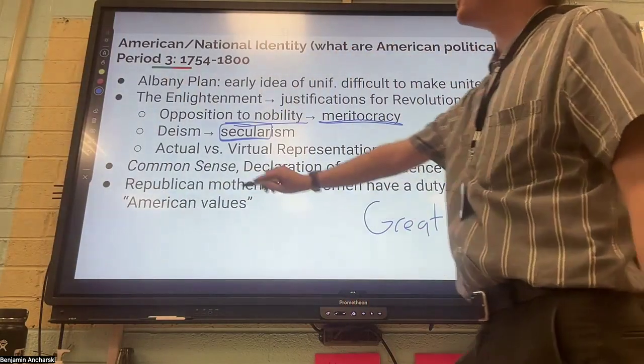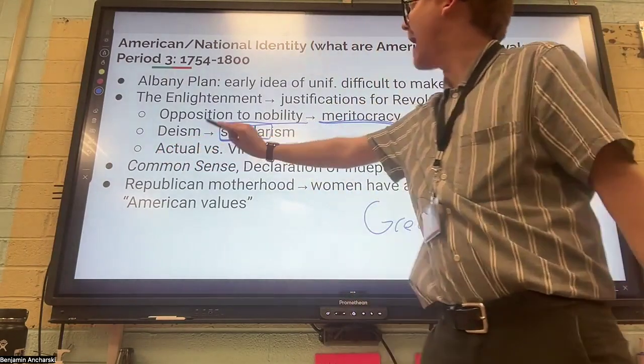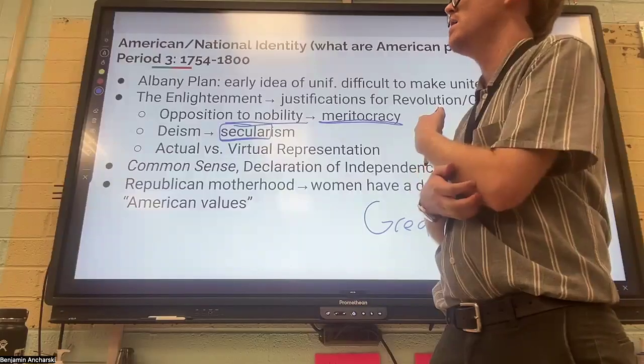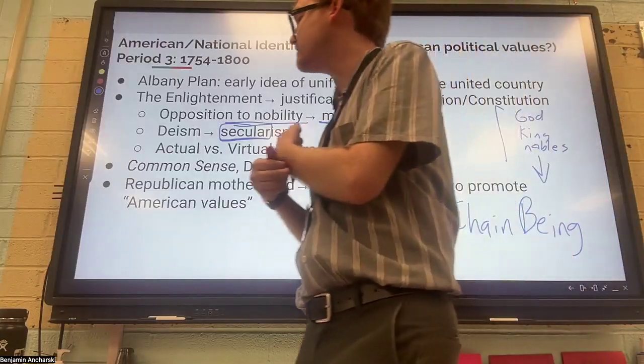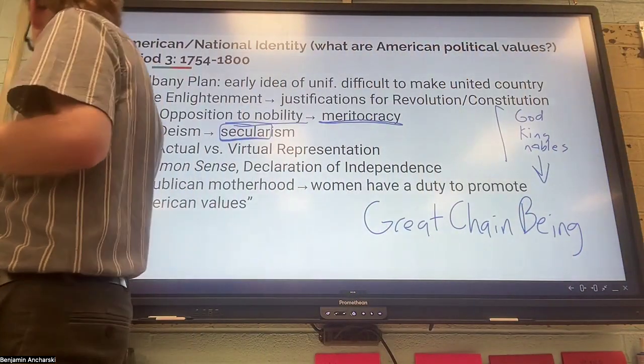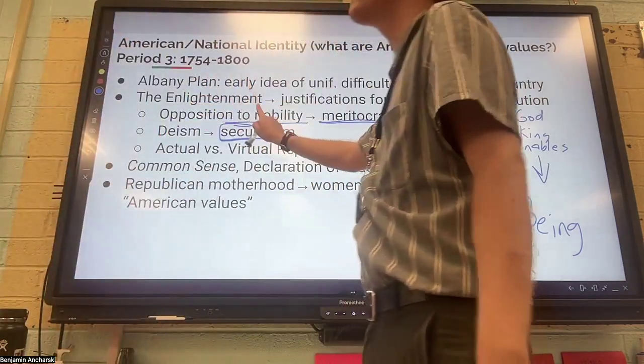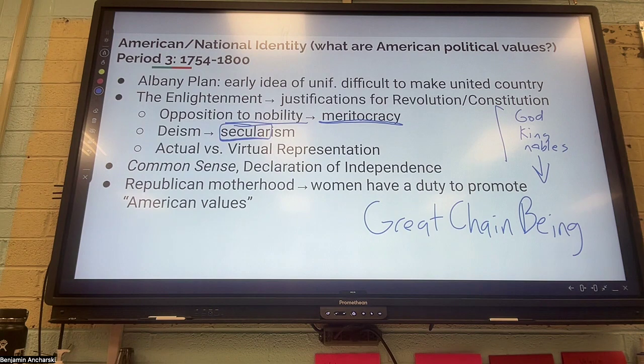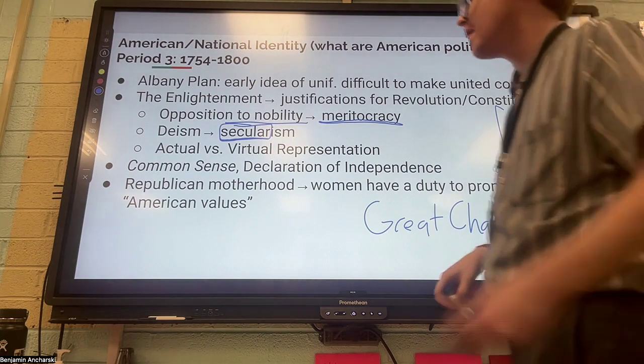But another big issue of the time is this idea of actual versus virtual representation. Now, I want you to talk to your neighbor 15 seconds. What do you remember about the difference between actual versus virtual representation? What do you remember, if anything? Go ahead, talk to your neighbor.